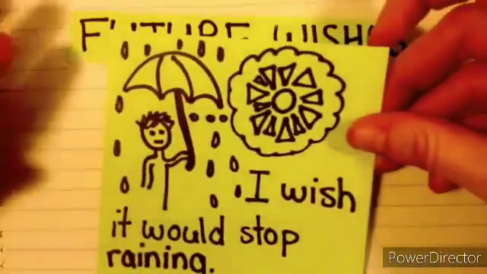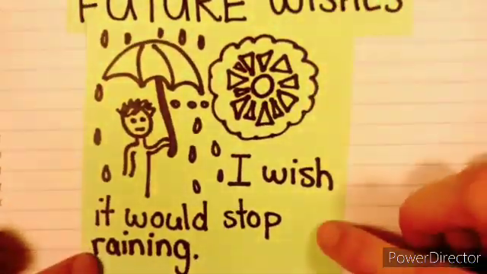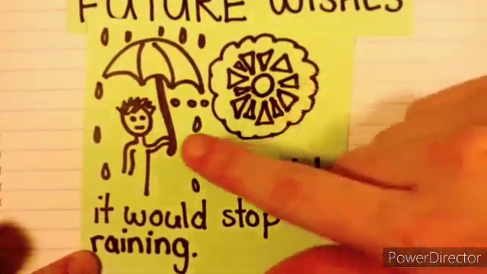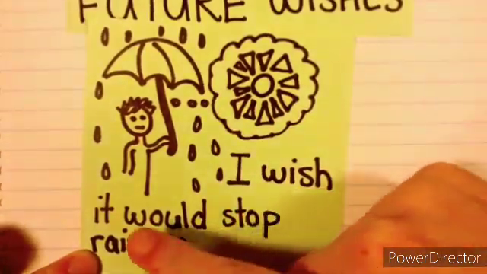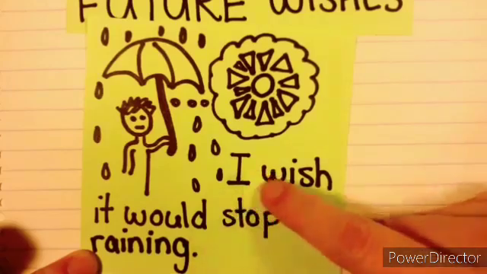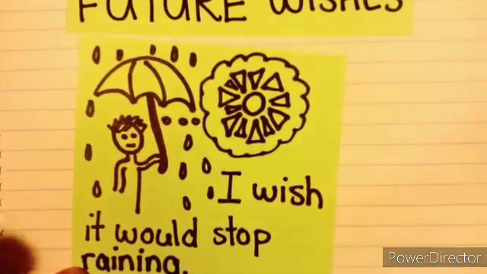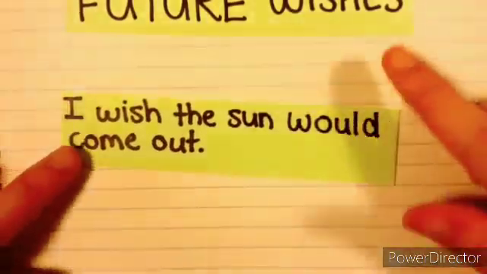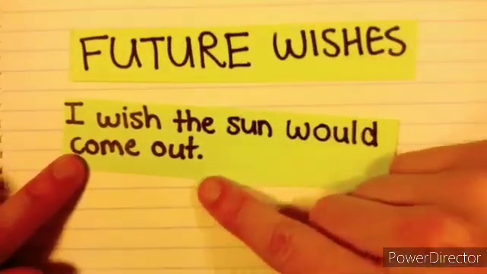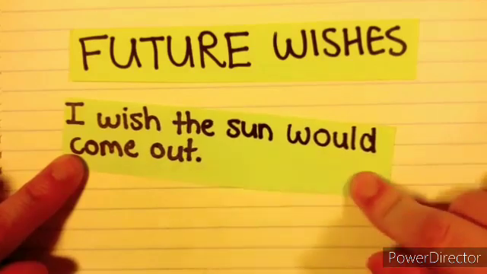And finally, I wish it would stop raining. So this person wants it to be sunny. It's raining and he wishes it would stop raining. Another way of saying this is, I wish the sun would come out. So this means a very similar thing. I wish the sun would come out.